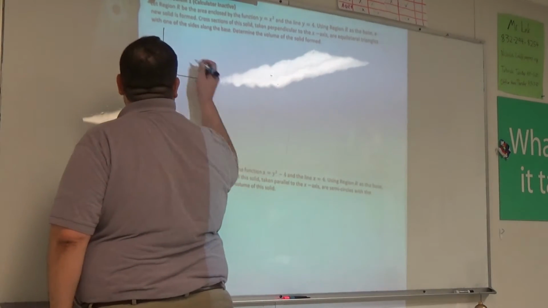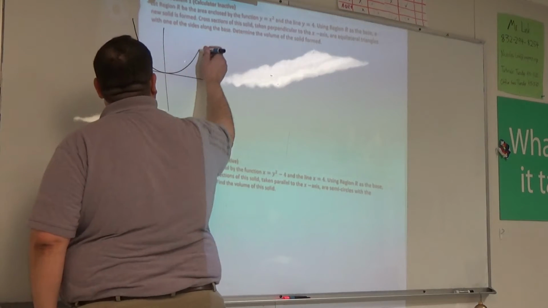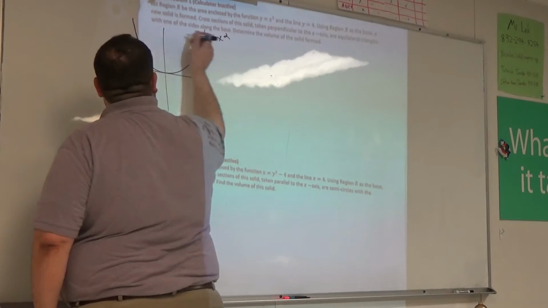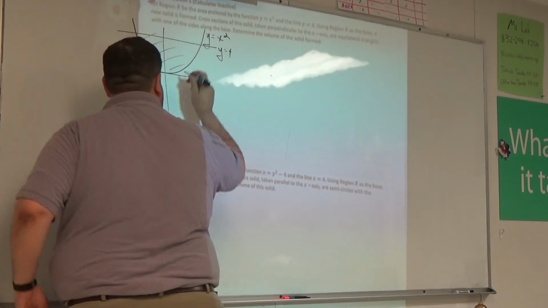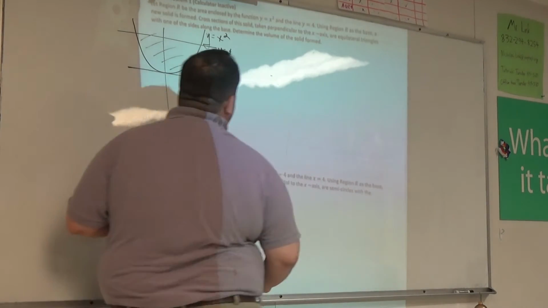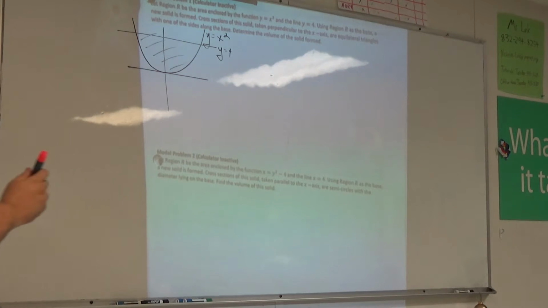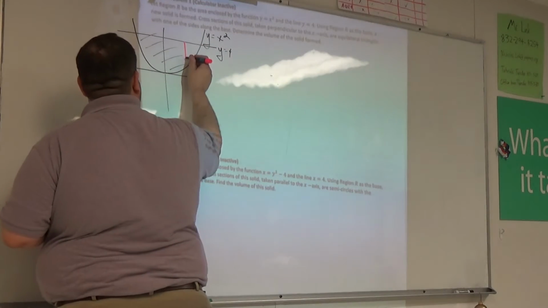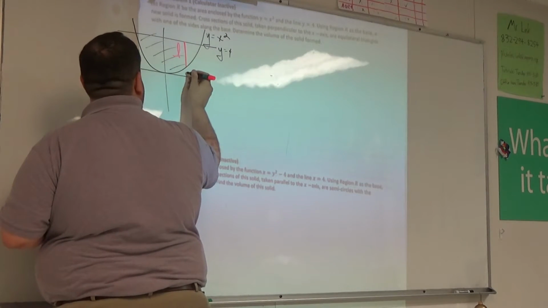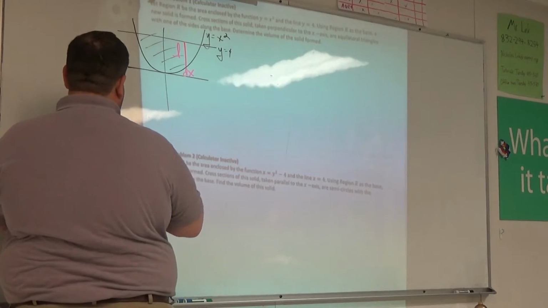Friendly base here. y equals x squared, y equals 4. There's the base. Which way are the slices going? They're perpendicular to the x-axis, so it's a dx. Great. There's that length. There's dx.